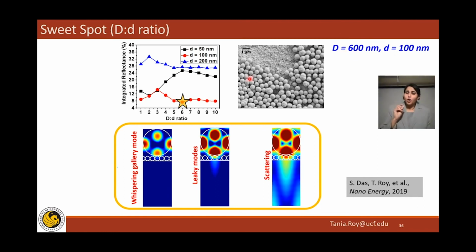And that's a good thing because it matches with the wavelength of the light to be trapped. And the diameter of the smaller nanoparticle should be much smaller than the wavelength of the light so that it can be efficiently scattered. So here in simulation, we see that using these particular dimensions, we can get the whispering gallery modes, the leaky modes, and then eventual scattering of light to the underlying substrate.